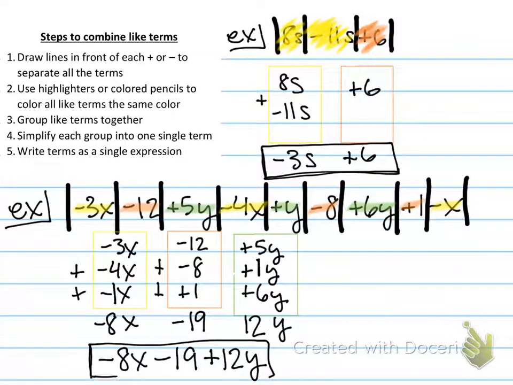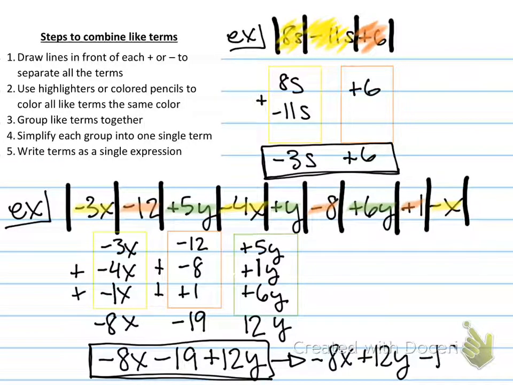A lot of times in math books, you will find that the constants are at the end of the expression. So if you see the answer written as something like this, that is the same thing. So don't be alarmed if you see that your answer is in a different order. As long as your terms are the same, it should be fine.